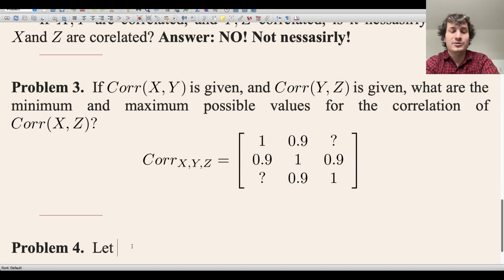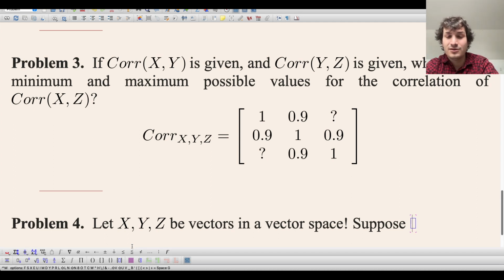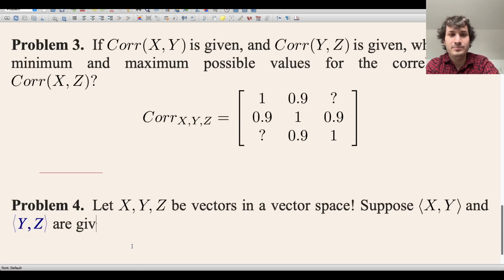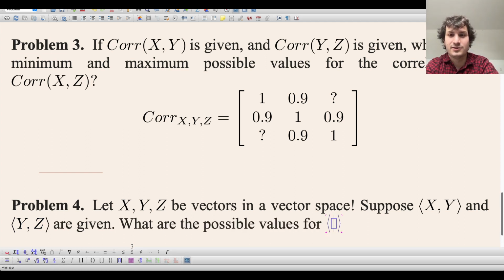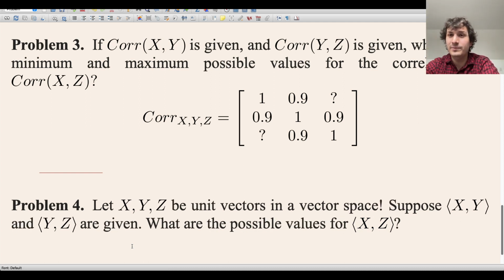And I'm going to write up another problem here. So let X, Y, and Z be vectors in a vector space. Think of them as vectors. And suppose you're given the inner products of X and Y and Y and Z. What are the possible values for the inner product of X and Z? And to make things a little simpler, let's pretend they're unit vectors, so vectors of length 1. This is, again, the size of the vector is the variance of the random variable.